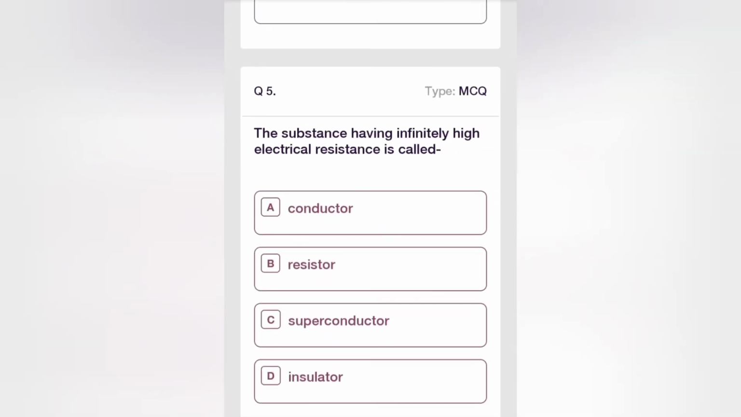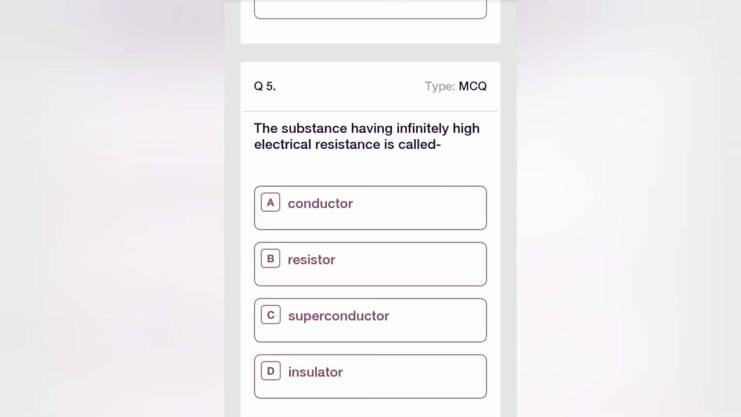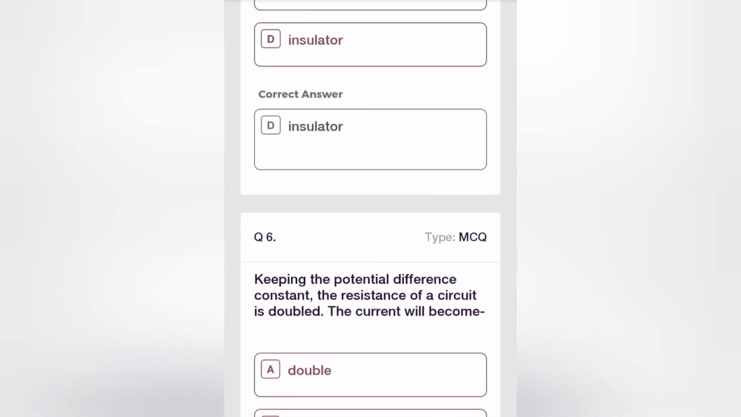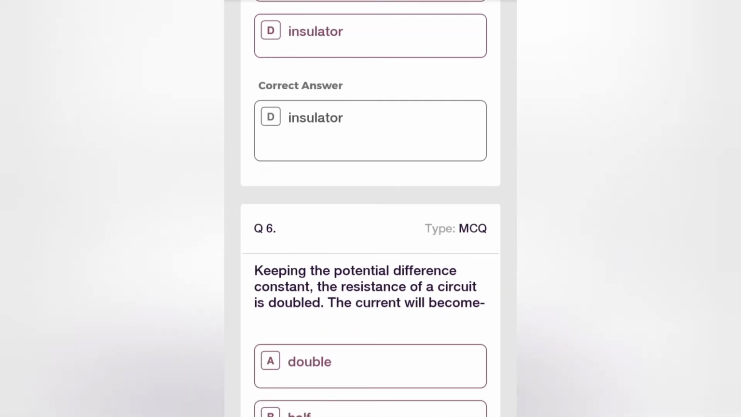The substance having infinitely high electrical resistance is an insulator. We have seen already, a conductor is the one which has less resistance. Resistor, appreciable resistance. Superconductor, zero resistance. Insulator will be infinite resistance. So the correct answer will be option D. Infinite resistance.